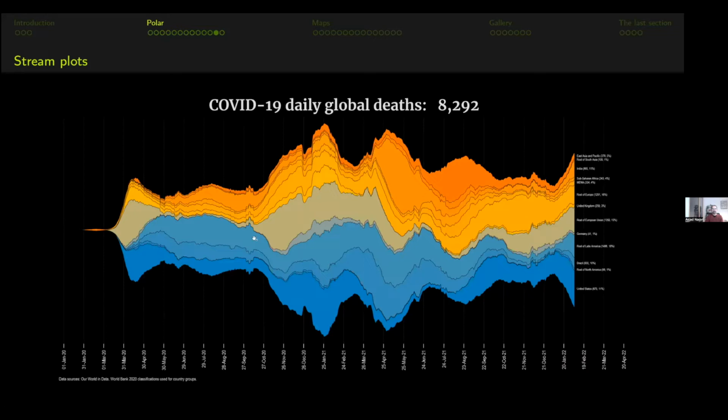I think when I did this, it was inspired by the Financial Times visualization that was doing the stream graphs. I think they still do it. The idea here was to sort of show waves, and what we can see very easily in this graph is that we are still somewhere in the middle of global deaths. There are still more than 8,000 deaths happening, and we can see by split where it's happening and their shares, for example.